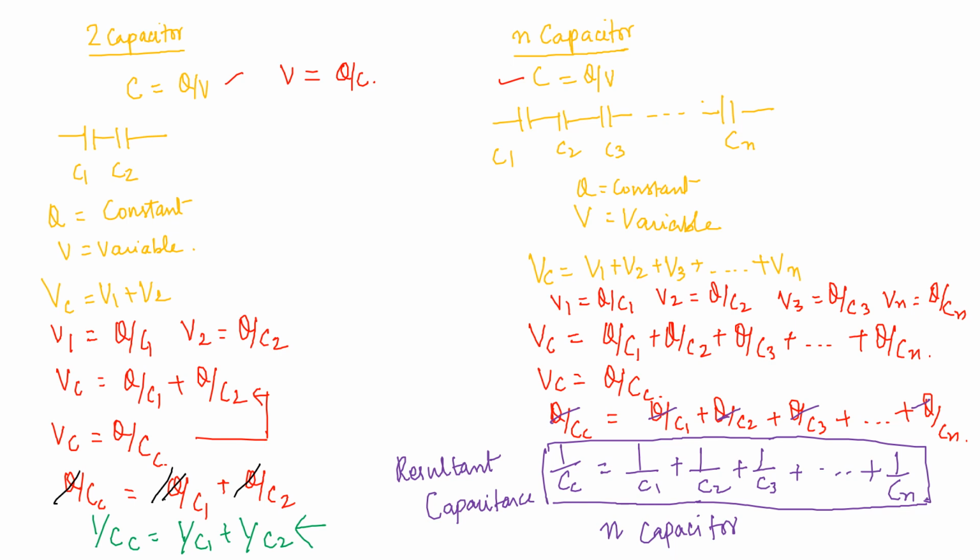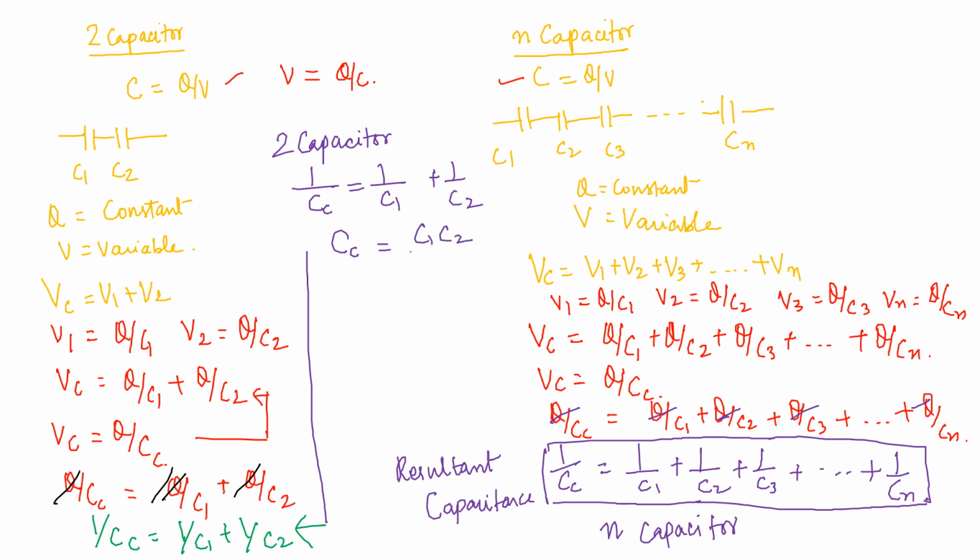Okay, now I have told you that this can be rearranged because we have only two capacitors. It is easy to rearrange. So we got the equation 1 upon C combination equals 1 upon C1 plus 1 upon C2. So we will take the reciprocal, and it will come C combination equals C1 C2 upon C1 plus C2. So this is what we have got.